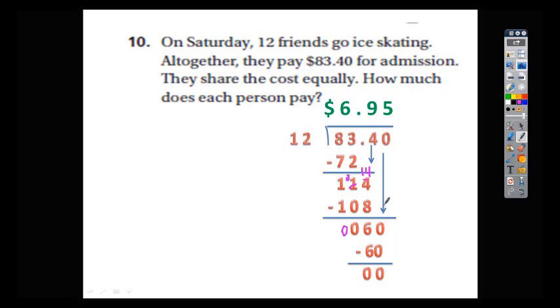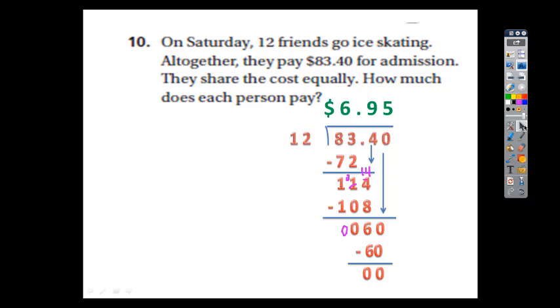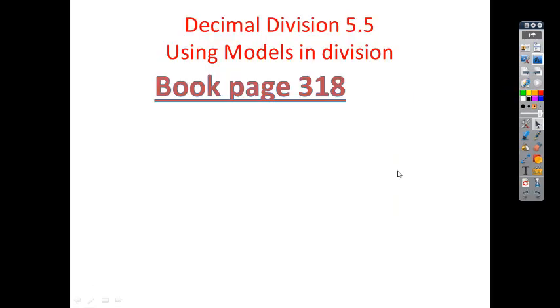After minus, bring down. So you have to bring down 0. After bring down, divide again. So 60 divided by 12 equals 5, and then 5 times 12 equals 60. Subtract: 0, 0, 0. So the cost that each person has to pay will equal $6.95.